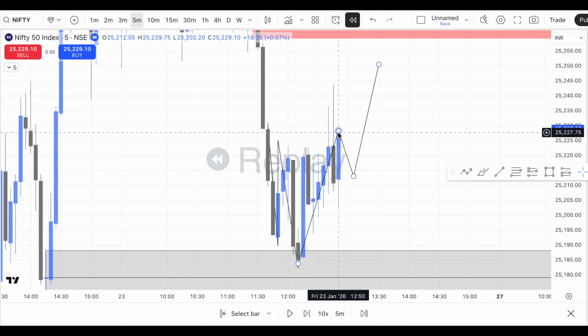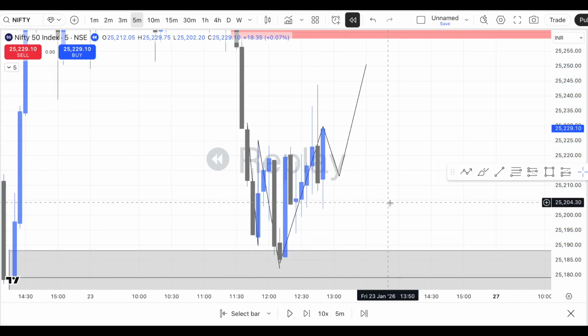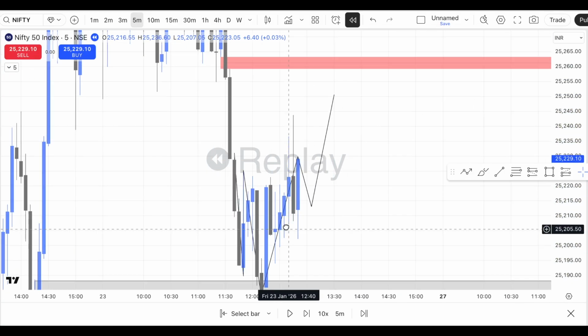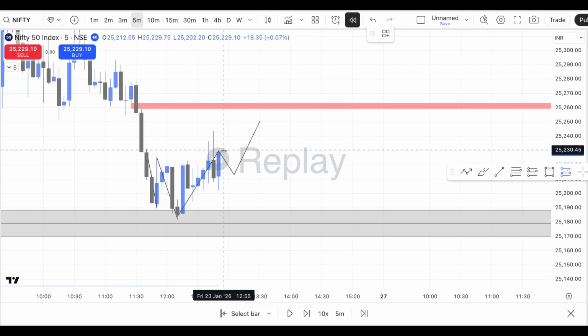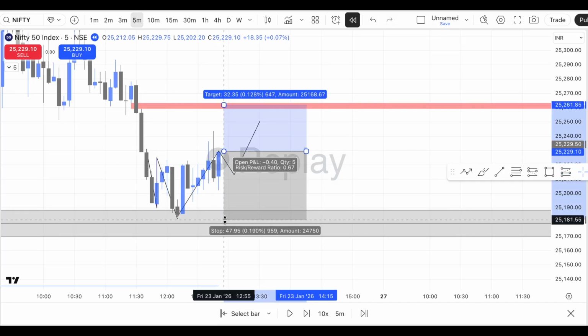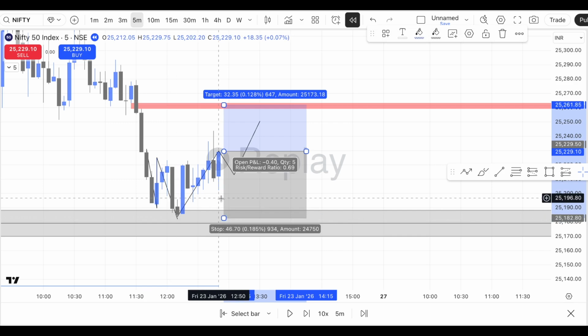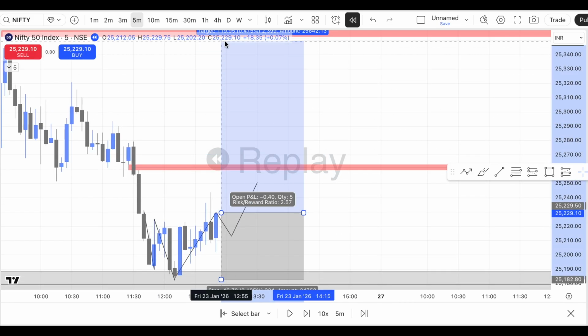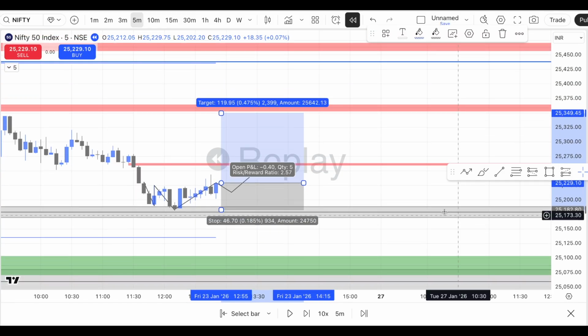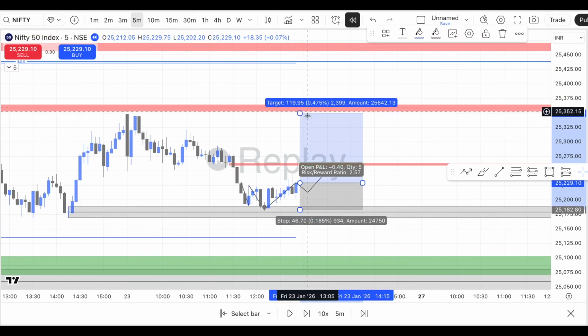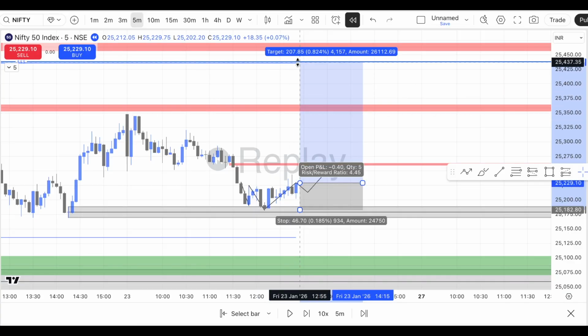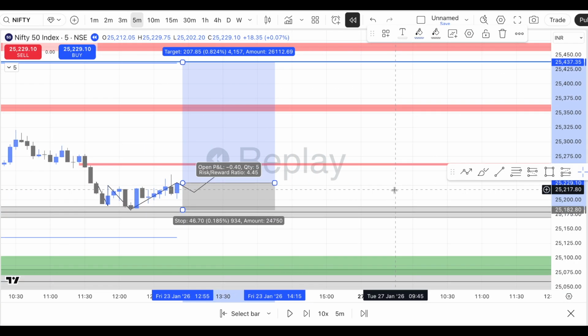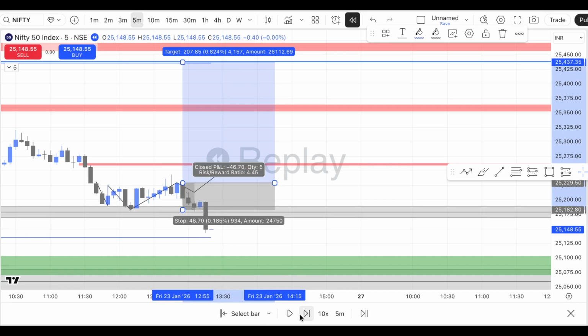The market gave a closure, and the moment it did, I made an entry here. This was my entry point in the second candle, and I kept the stop loss at this demand, whichever demand we had, and I targeted the next open supply we discussed yesterday, or even the high of today's session can be kept as a target. For simplicity's sake, I kept this liquidity point as my target.